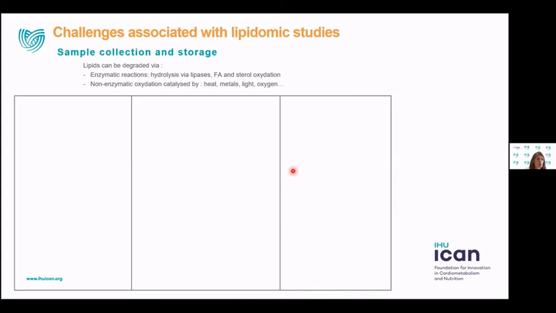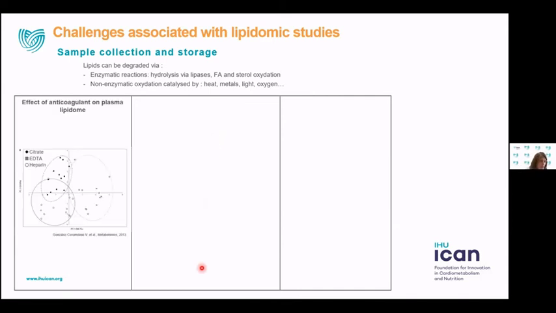I would also like to move now to the sample collection and storage conditions that you should use, because lipids are really sensitive to degradation via enzymatic reactions, but also non-enzymatic reactions, such as heat, light, or oxygen. To illustrate that point, this is a study that looked at the effect of the anticoagulant that was used on the plasma lipidome. As you can see, using 3 different anticoagulants, you can cluster your cohorts depending on the anticoagulant.